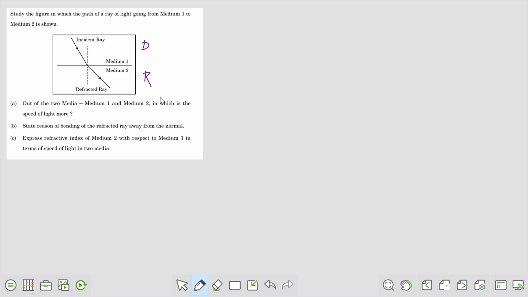So what about the refractive index in rarer medium? Refractive index is less. So if refractive index is less, what about the speed? Speed will be more. Why? Because n is inversely proportional to v.